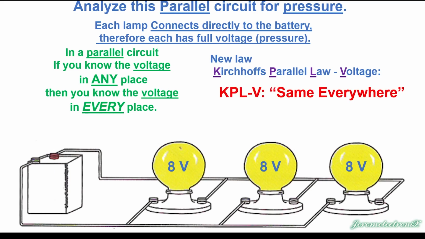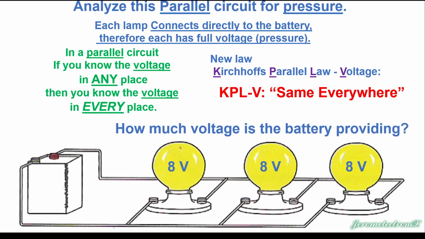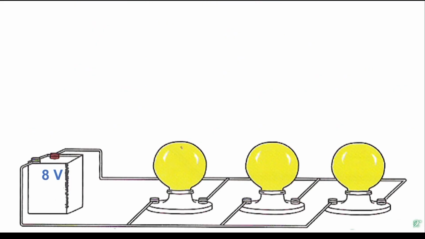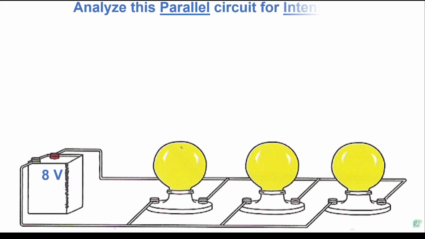So Kirchhoff's parallel law for V is same everywhere. How much voltage is the battery providing? Or in other words, E_T equals something we don't know, V. Total electromotive pressure equals something we don't know, volts. Well, it's got to be 8 volts, right? Probably knew that already.